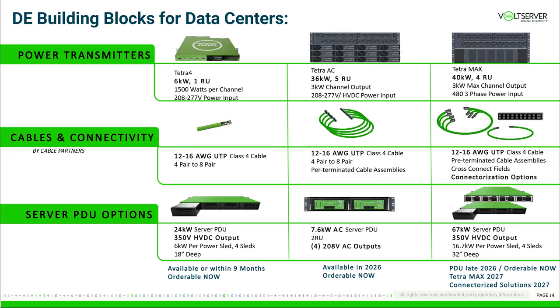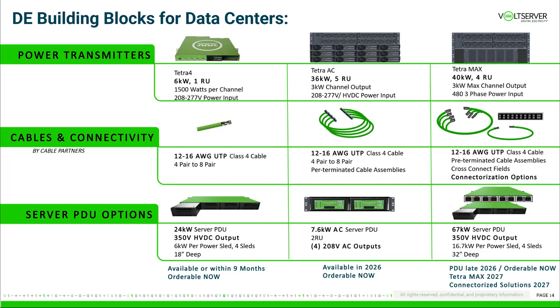Now, in late 2027, this is when things get really exciting around the cable and connectivity. There is a connector that's under development for fault managed power, and that is going to provide plug and play solutions for power in the data center. And I think it's a really, really exciting opportunity for the structured cabling industry. So you're looking at 12 to 16 gauge UTP cable that are pre-configured and pre-terminated cable assemblies, those cross-connect fields and connectorization options, both field terminated and factory terminated options.